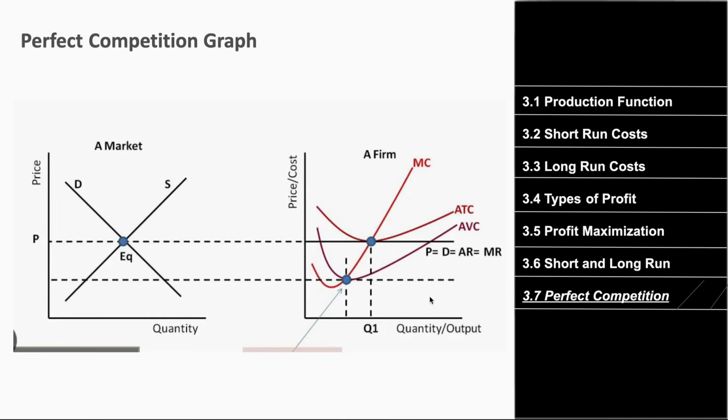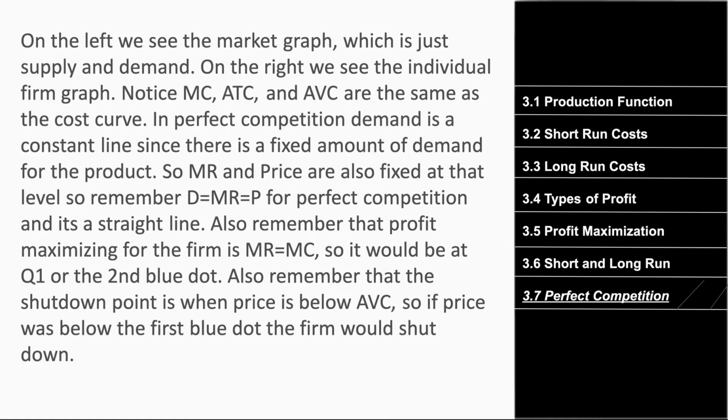And just to test your knowledge, where is the profit maximizing point? Remember, profit maximizing is just marginal revenue equals marginal cost. So this blue dot would be profit maximizing. This blue dot would be the shutdown point. Remember, the shutdown point is when price is below AVC. So if price was ever below this blue dot, we would shut down. So make sure you know profit maximizing, MR equals MC, and shutdown point, price below AVC.